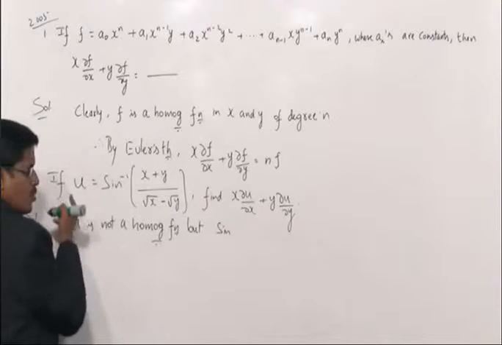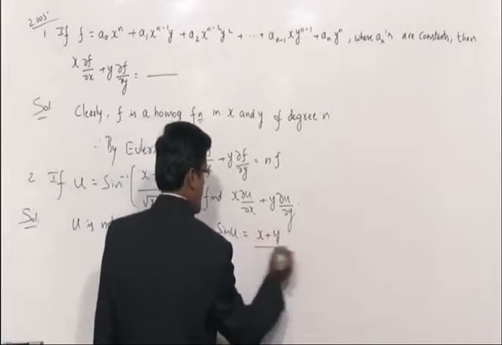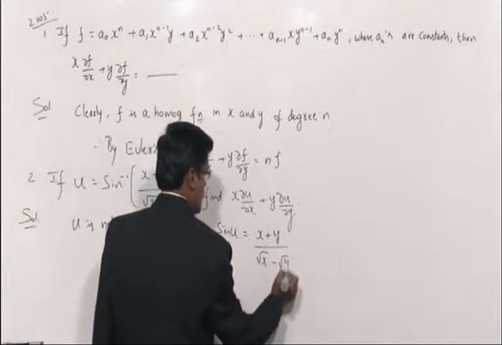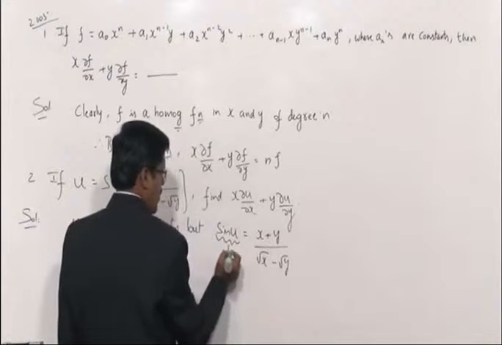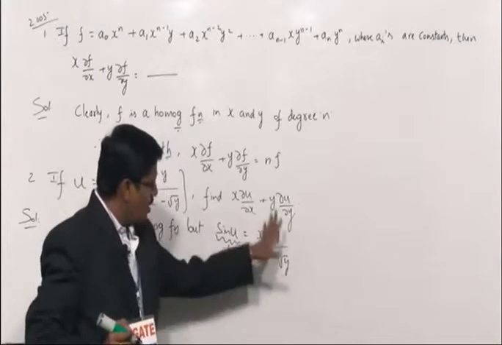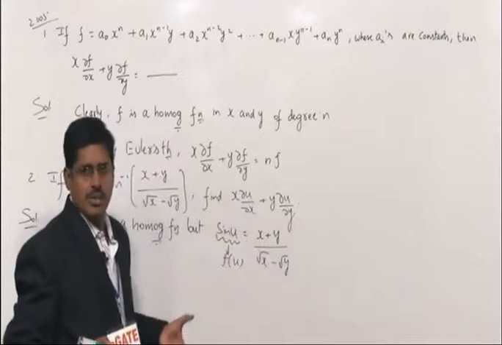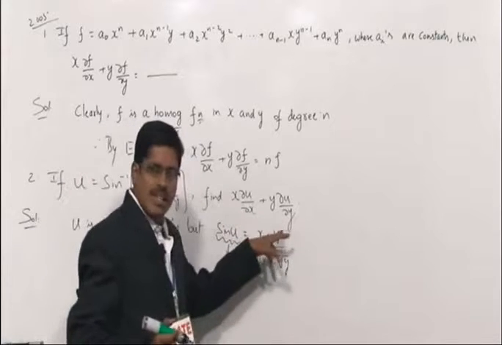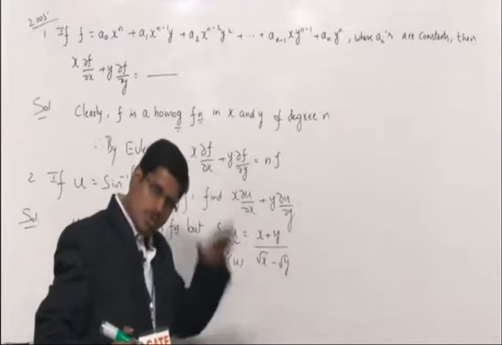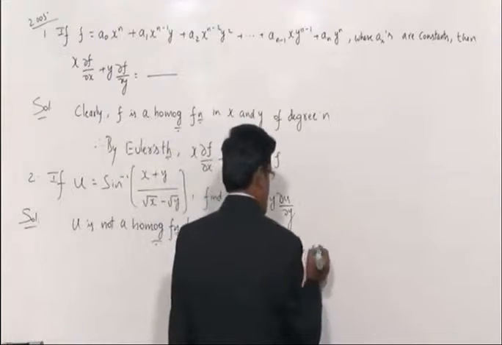But just bring sine inverse to the left side, that becomes sin u. Sin u is equal to x plus y divided by root x minus root y. So this is called a function of u. Now this left side variables x and y, the independent variables, are free of the functions. Now the numerator has the same degree 1, the denominator has the same degree half, so the total degree is equal to 1 minus 1 by 2.